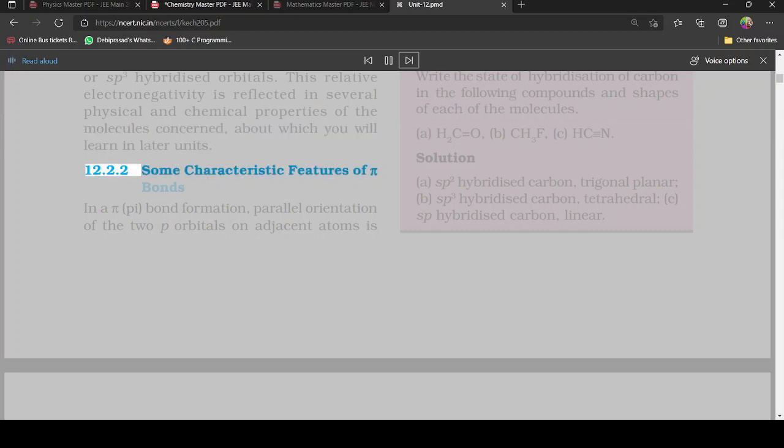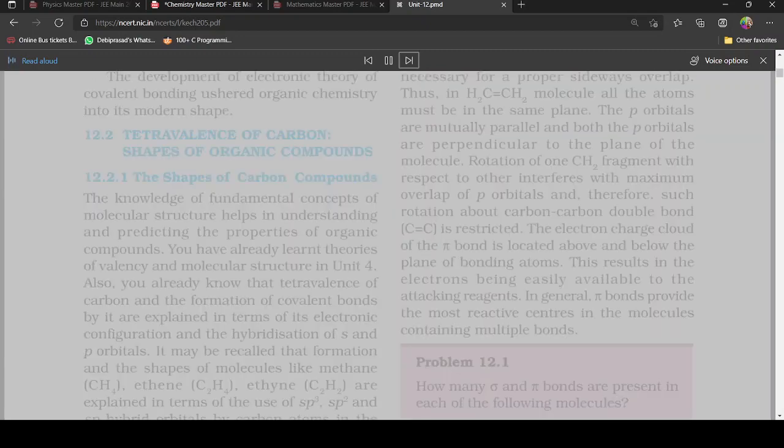Some characteristic features of pi bonds. In a pi bond formation, parallel orientation of the two p orbitals on adjacent atoms is necessary for a proper sideways overlap. Thus, in the H2C=CH2 molecule, all the atoms must be in the same plane. The p orbitals are mutually parallel and both the p orbitals are perpendicular to the plane of the molecule.